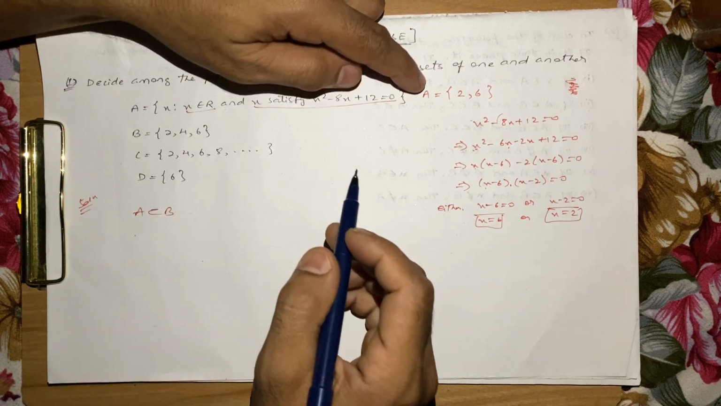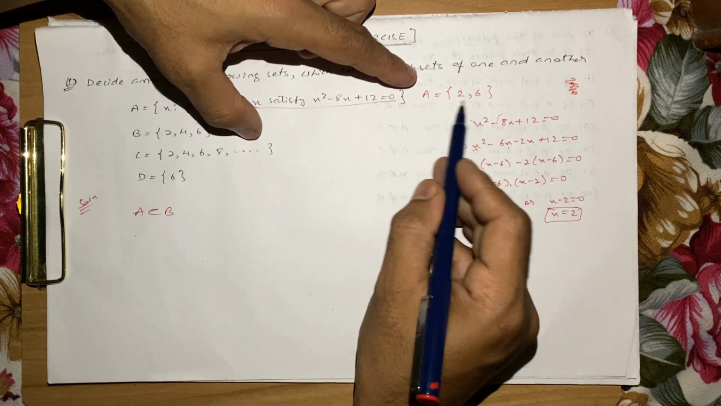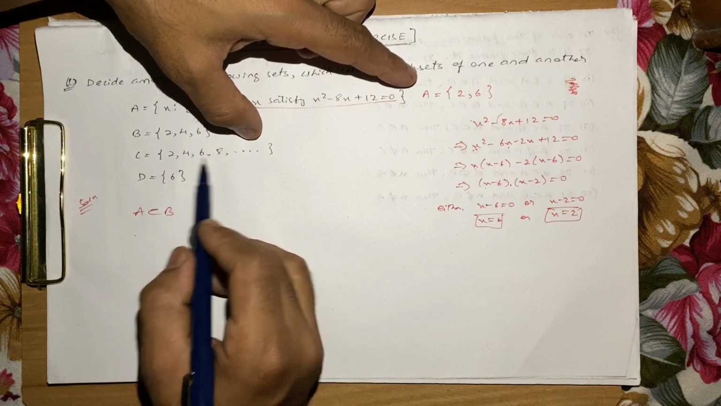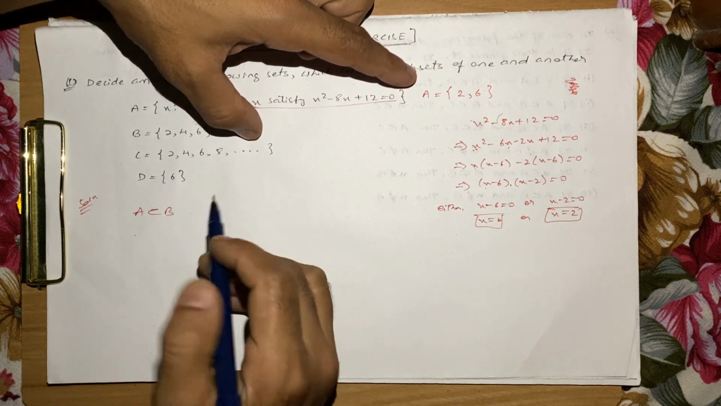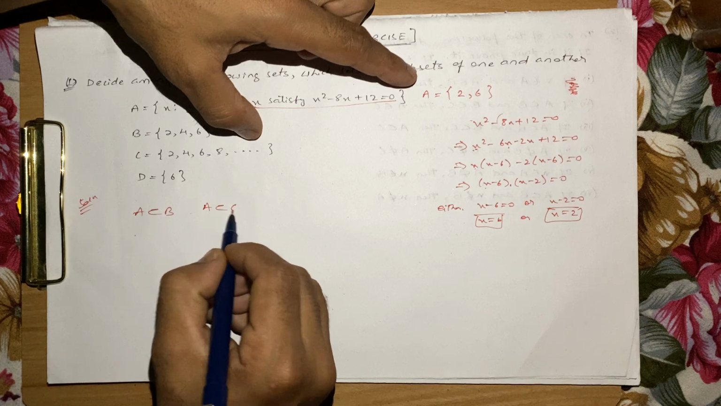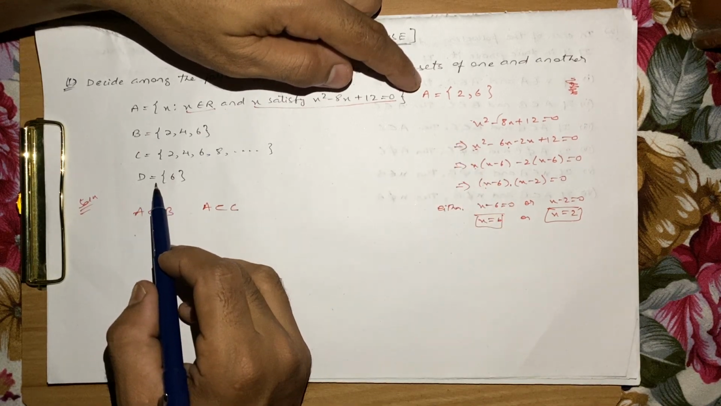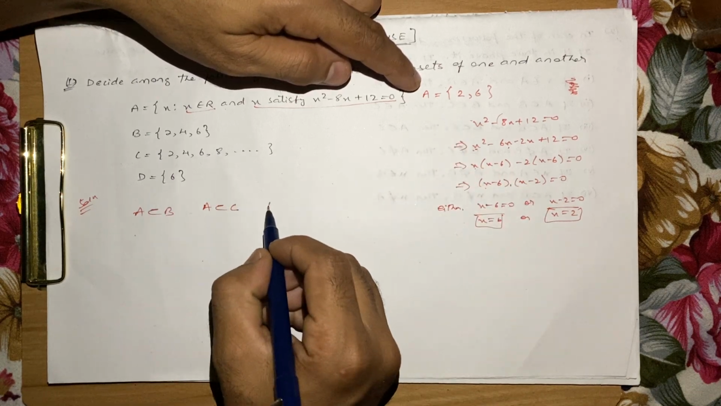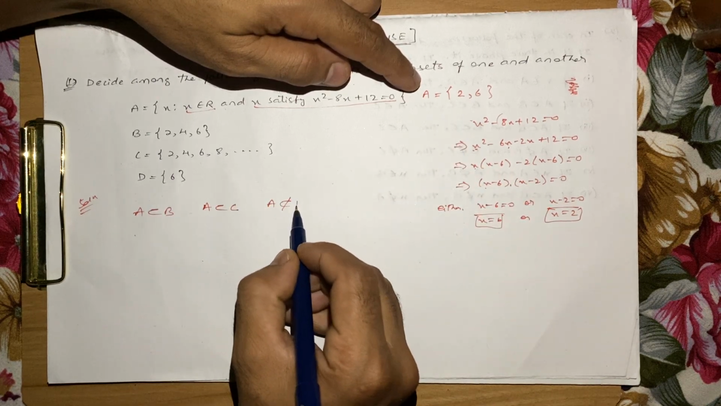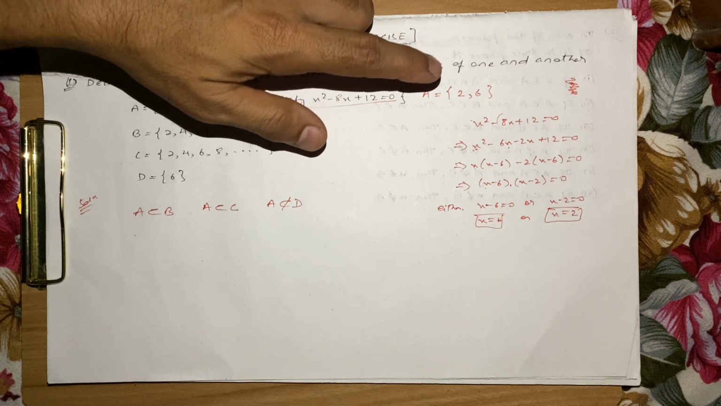This is right. Now let's compare A with C. All the elements of set A are present in the set C. Yes, 2 and 6 are present. In fact, there is something extra. So A is a subset of C. Now, all the elements of set A are present in the set D. No, 2 is not present here. So A is not a subset of D. Okay. So I've done the comparison with A.